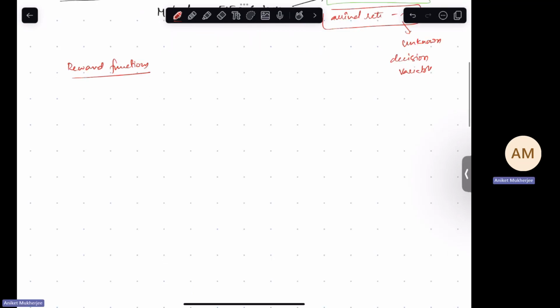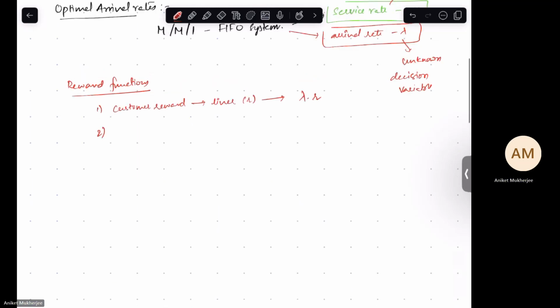Getting more customers is a good thing. As lambda increases, you get rewards because you get more customers, and more customers means more payment. So one is the customer reward. This is linear with rate R, and you get lambda times R.